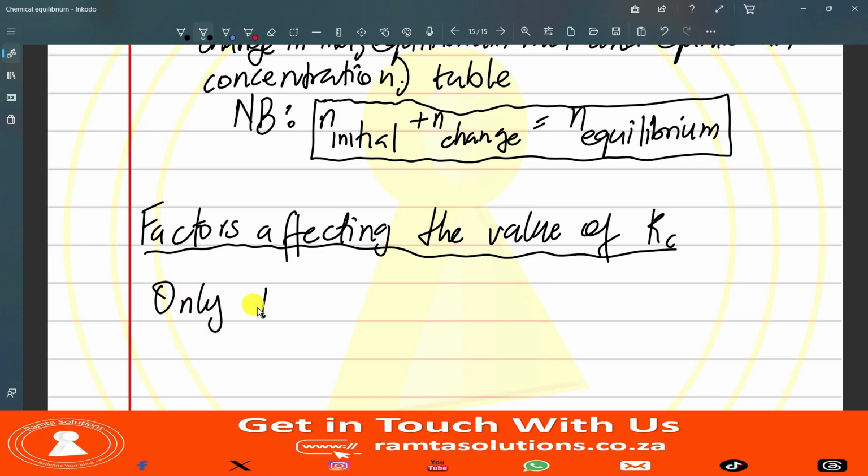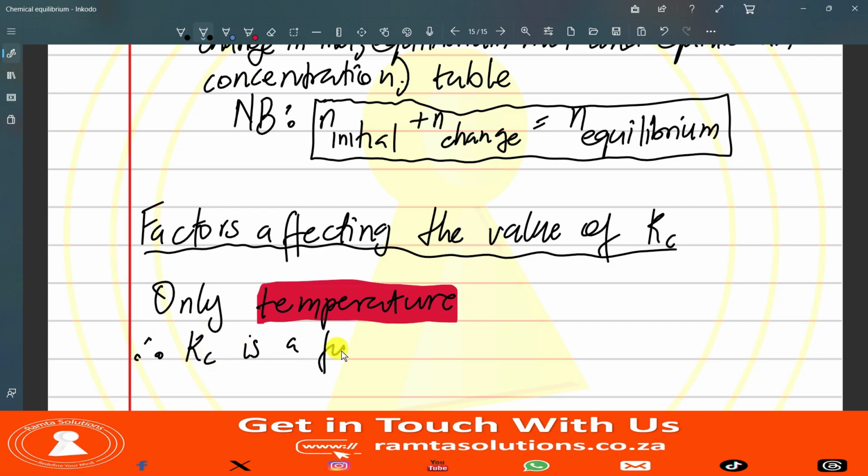Only temperature can. Of all factors affecting equilibrium, none except temperature will change the value of Kc. Now, what does this mean? This means Kc is a function of temperature, meaning it changes with temperature. It's dependent on the temperature of the system. At different temperatures, your reaction will have different Kc.